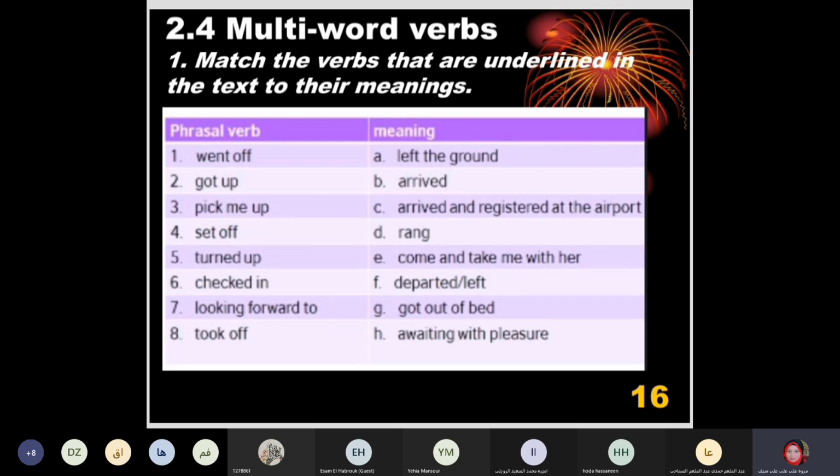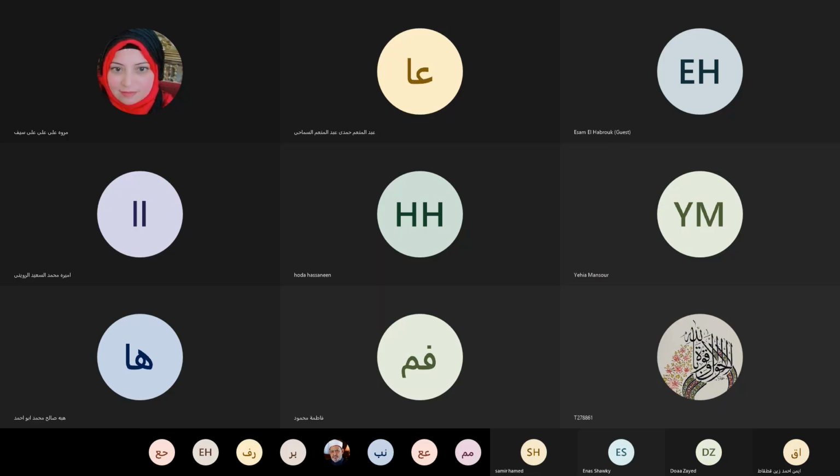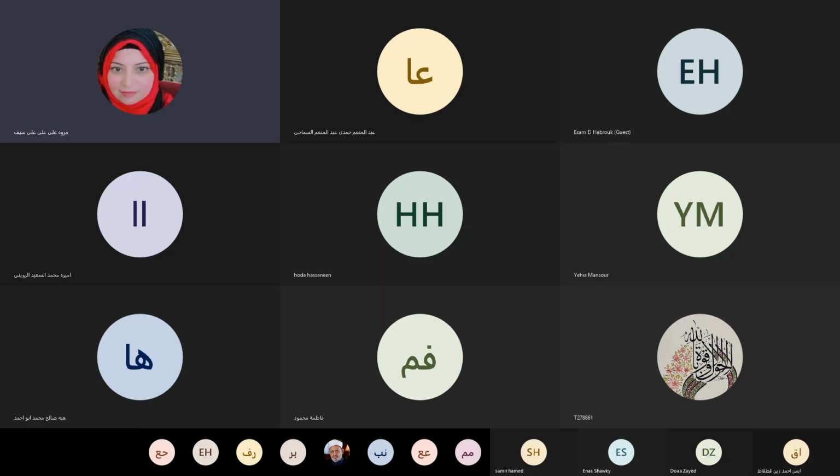I have a link, and you go there and you practice an enjoyable game. I want you to have fun today. So just a minute, I'm trying to paste the link in the chat box, to go there and drag the phrasal verb to its meaning.